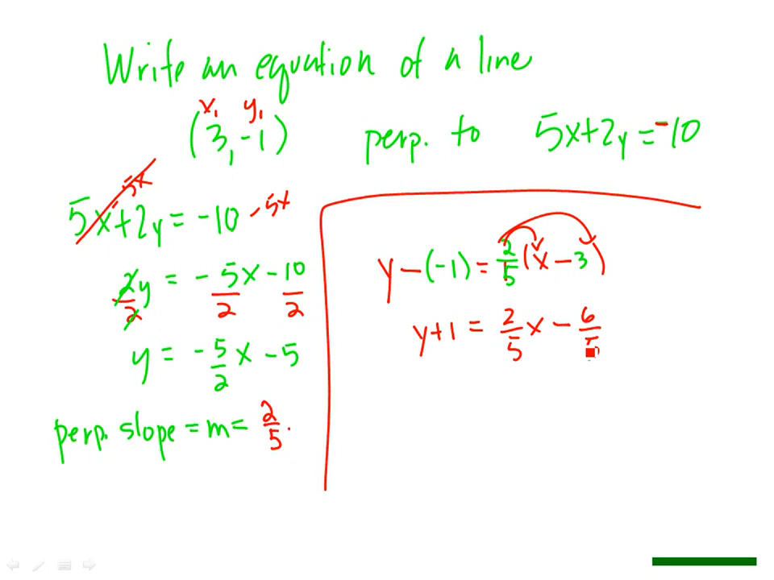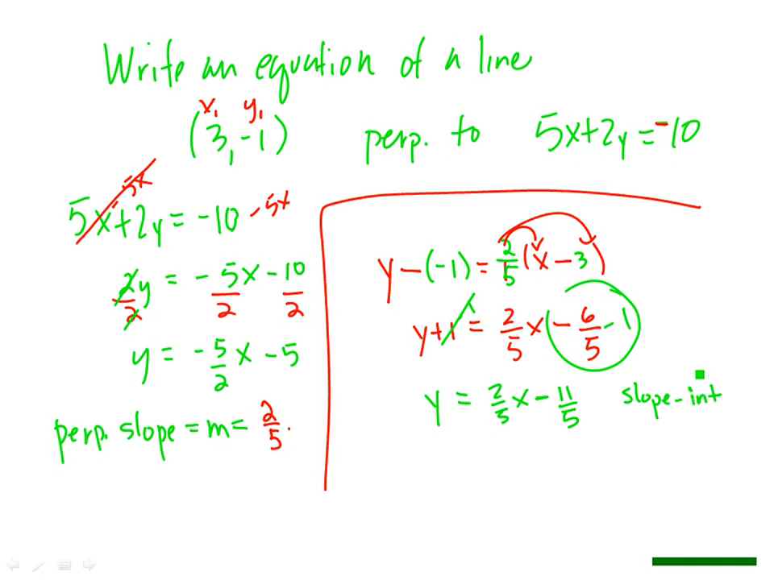Now we just need to subtract the 1. We get y equals 2/5 x, what is negative 6/5 minus 1? So you need to calculate that on your own. You should know fractions by now. That is negative 11 over 5. Now this is in slope-intercept form.